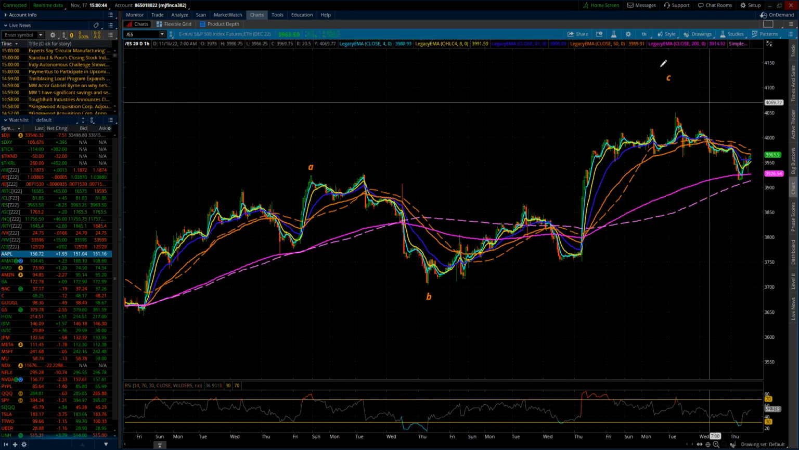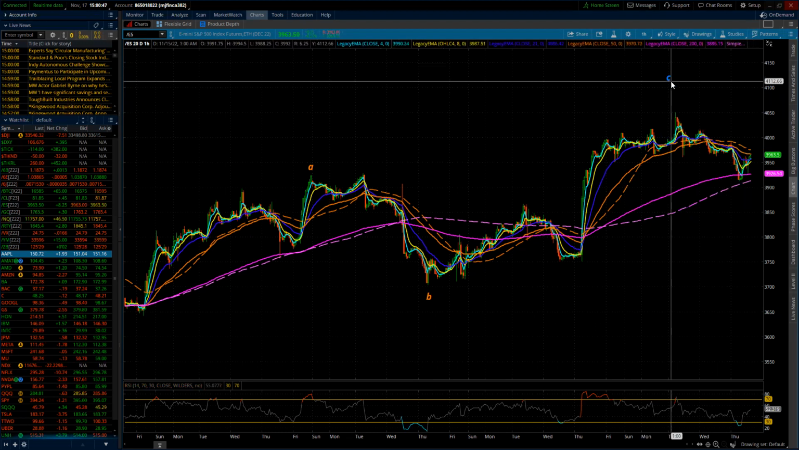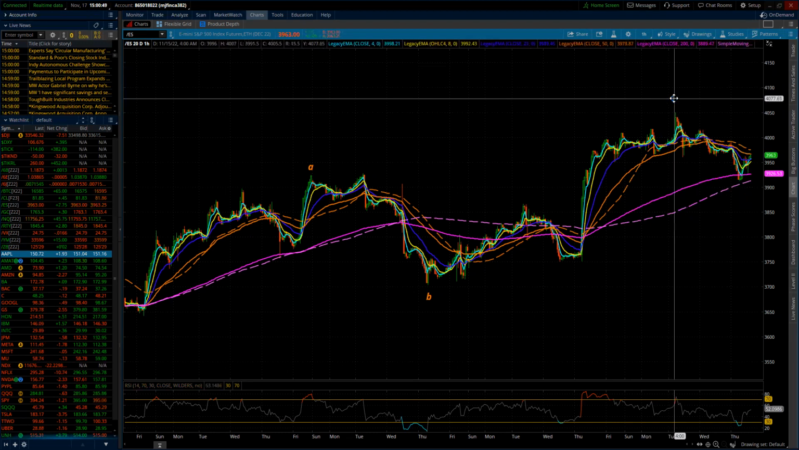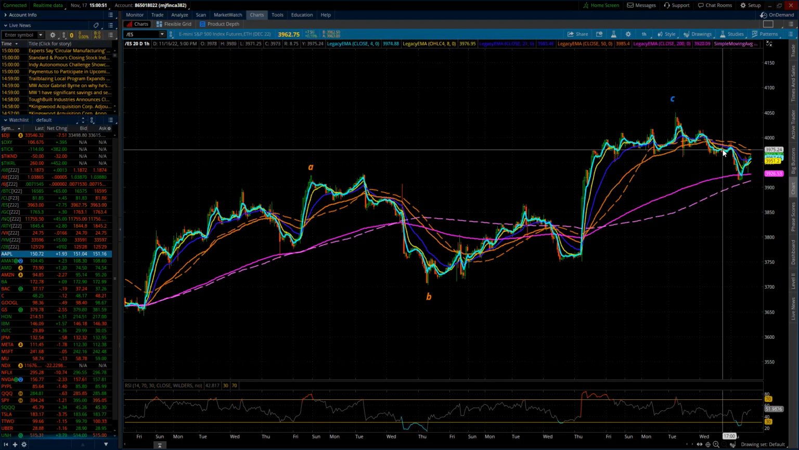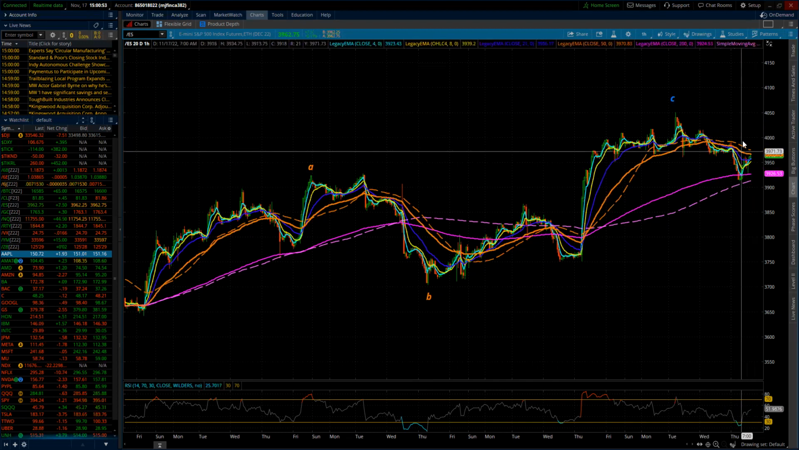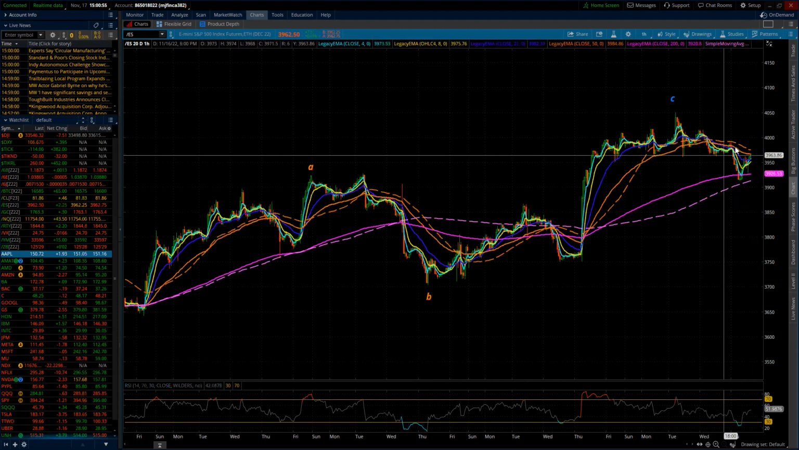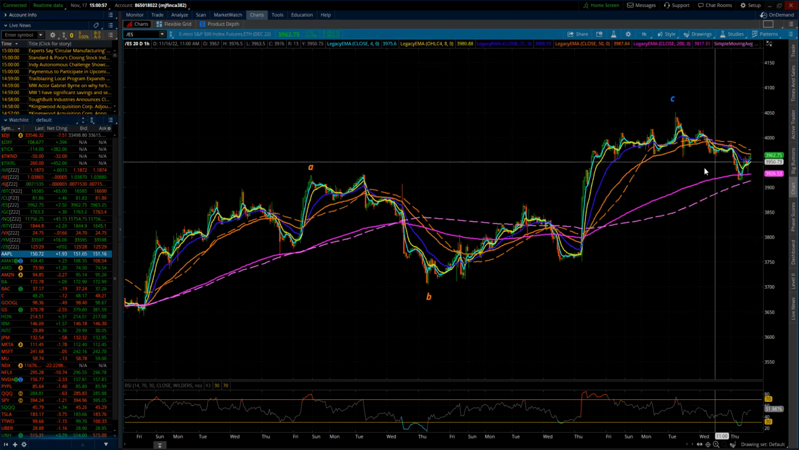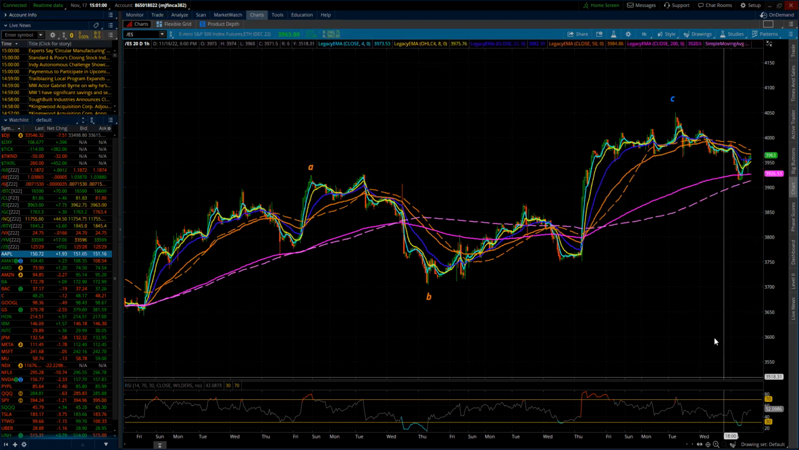So that's the wave C. Now, where are we? What can we be doing? Again, 1, 2, 3, 4. This overnight, not much going on, but the follow through. So these extended little moves in here.